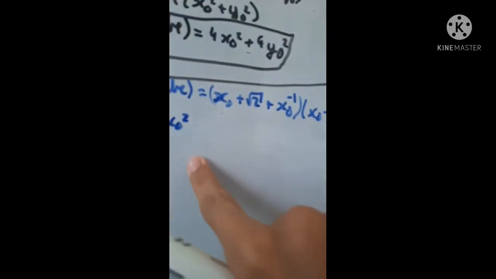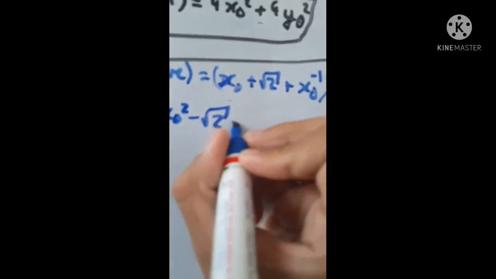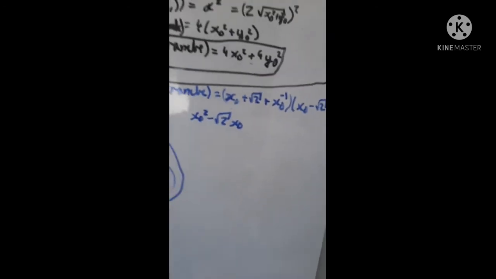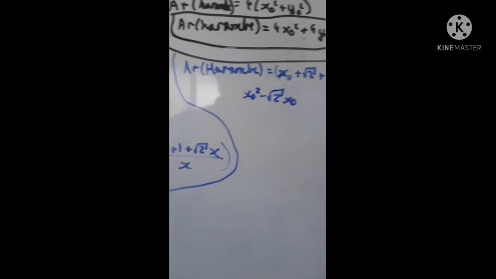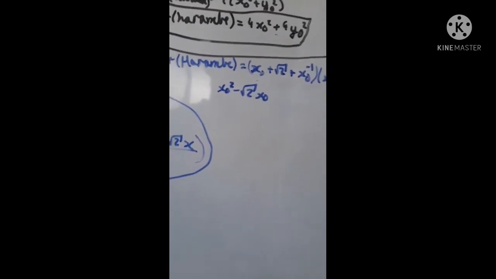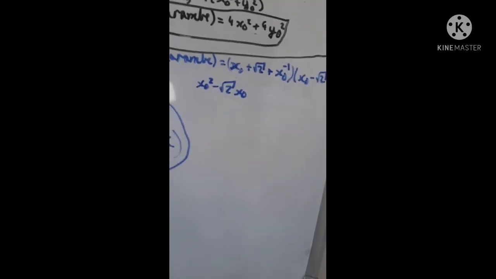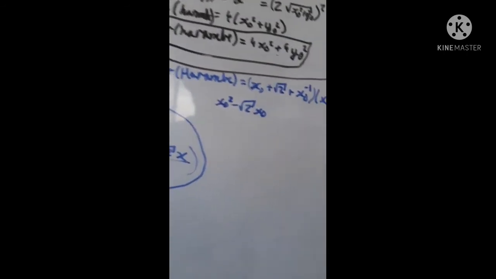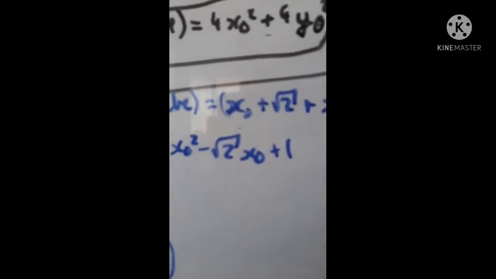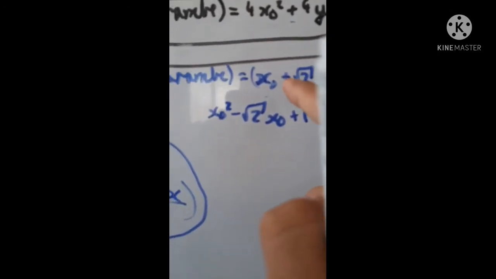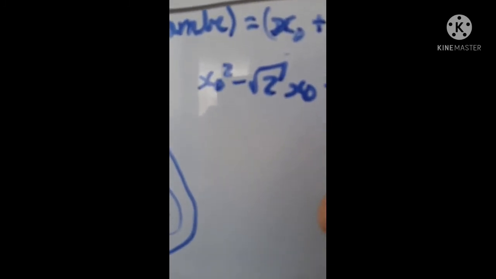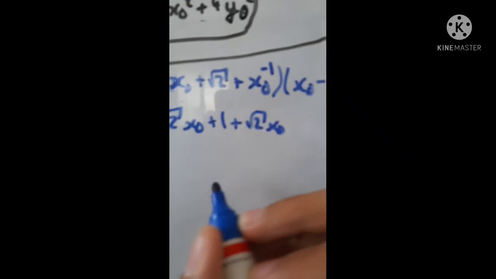Let's call this minus root 2 x naught. And then x naught times x naught inverse, right? What's that going to be? When you multiply two powers, it's just going to be plus 1. Huh, how neat. That is pretty good. Plus root 2 x naught, those two cancel out, as I said.